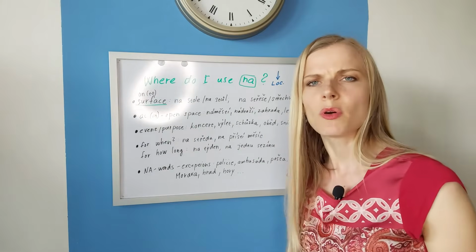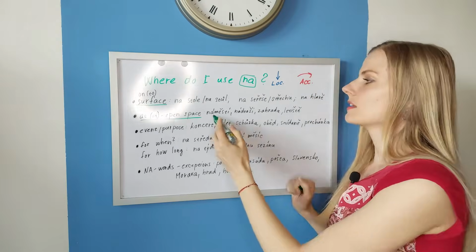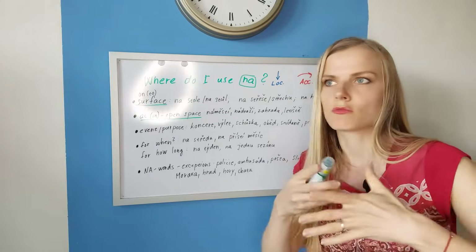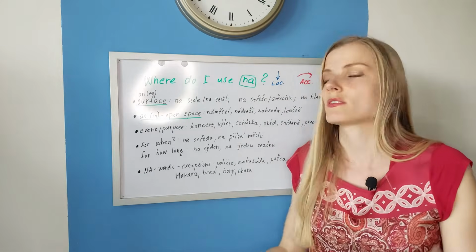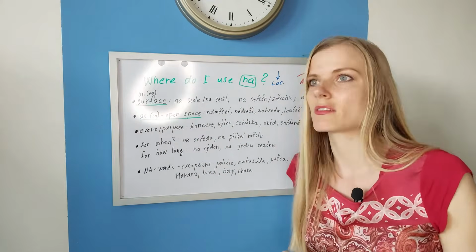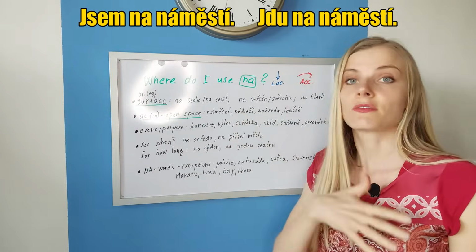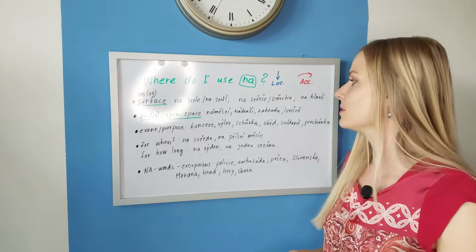Because there are a couple of words where in English you would say "in", and in Czech we just say "na". Náměstí, square. So this is considered an open space. We could even imagine we are speaking about the surface, maybe. Jsem na náměstí, jdu na náměstí. The same here, nádraží, the station. We already saw an example.